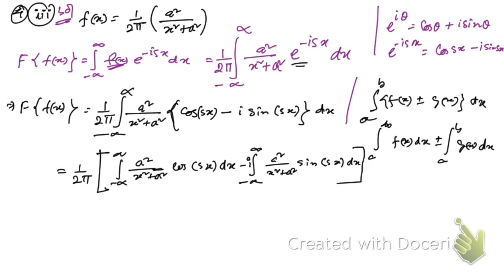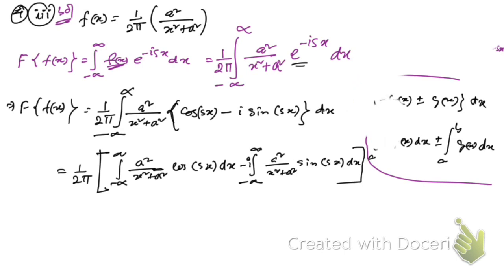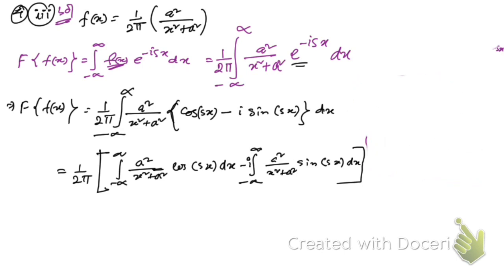So let me separate this one. Now let me clean these things. Right, now you see what we're going to have here: 1 by 2 pi. Cos s x is an even function, and here we have square on x, so that is also an even function, right? Hope you know the meaning of even function.